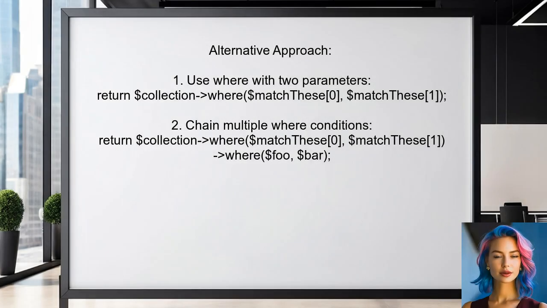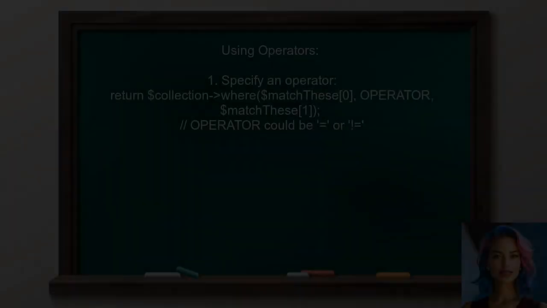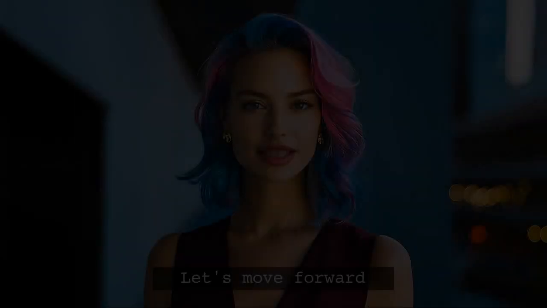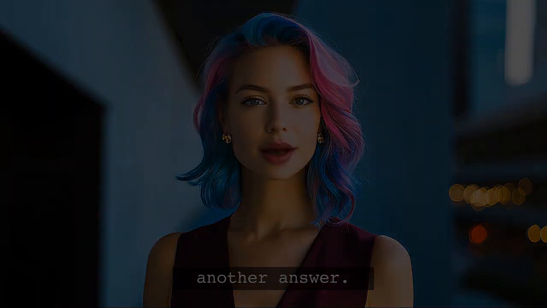An alternative approach suggests that since the where function requires more than one parameter, you can specify conditions individually. For example, you can use the first two elements of your match array like this. Return the collection where the first condition is met and the second condition is met. You can also include an operator in your where clause. For instance, you can specify an operator like equals or not equals. This allows for more flexibility in your conditions. Let's move forward and look at another answer.